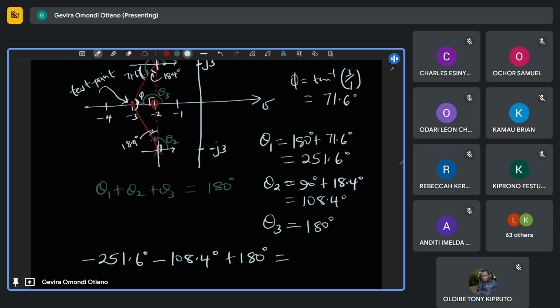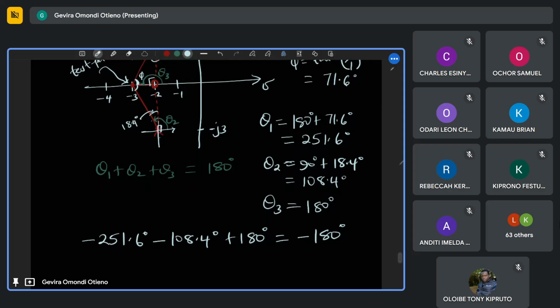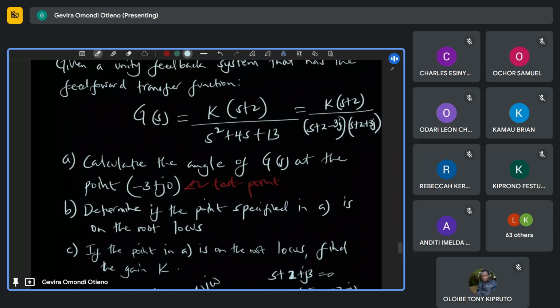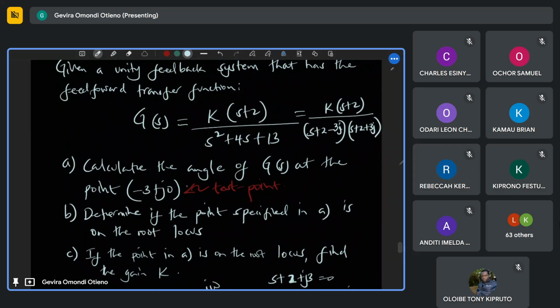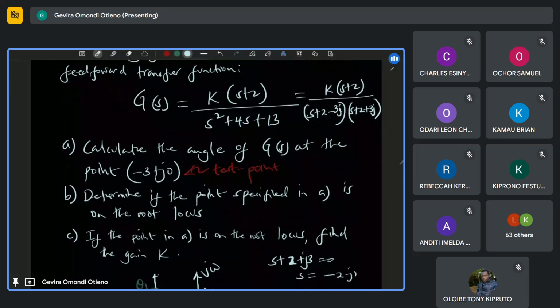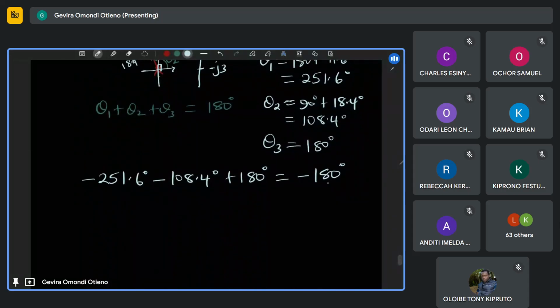So what do we get when we sum this up? You can see that this becomes minus 180 degrees. So it meets the angle condition. The question was, calculate the angle of G(s) at the point minus 3 plus j0. And the angle is minus 180 degrees.